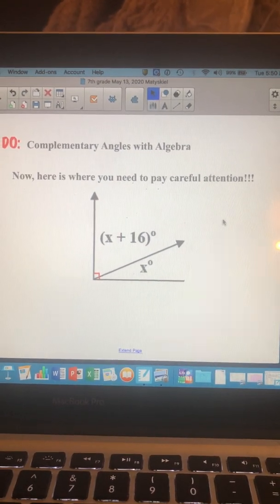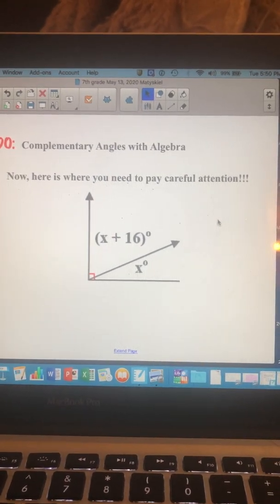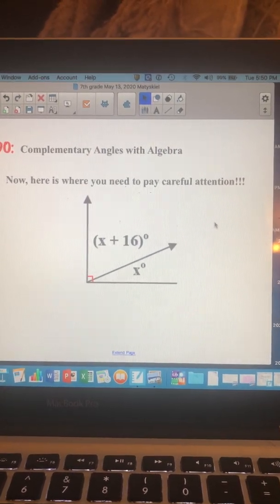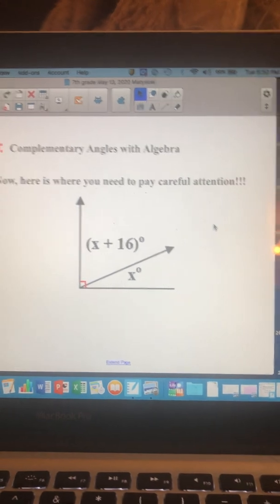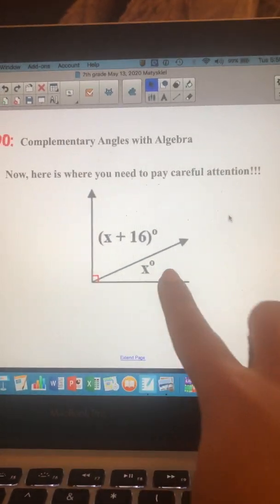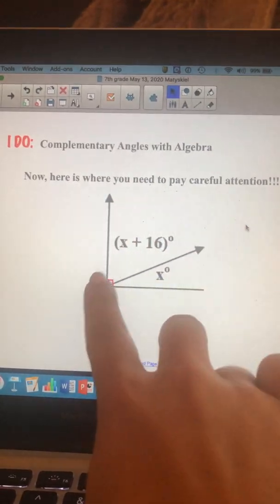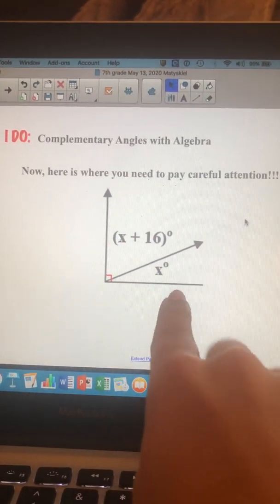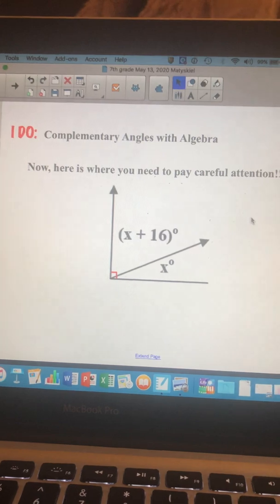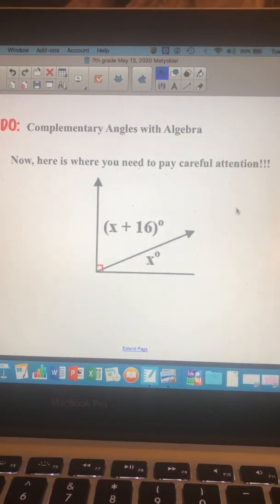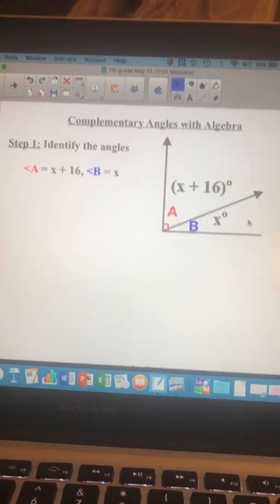Notice that we're not given an angle measure this time. We're going to be given an expression or a variable inside of the 2 angles. But notice that our angle that is being formed by x and x plus 16 is a right angle, right? So that box is there to indicate it being a right angle. We also know that it would be a right angle because they're complementary, which equals 90.